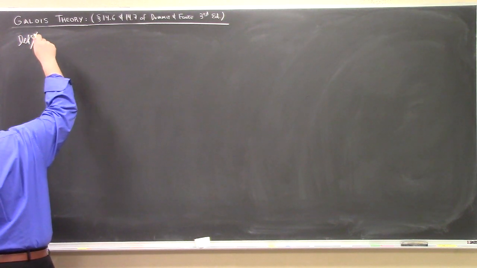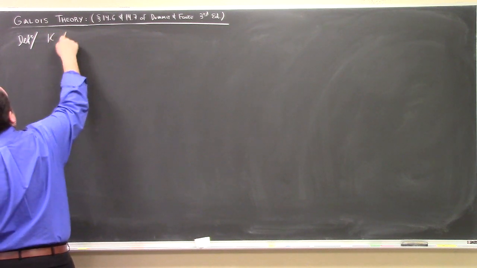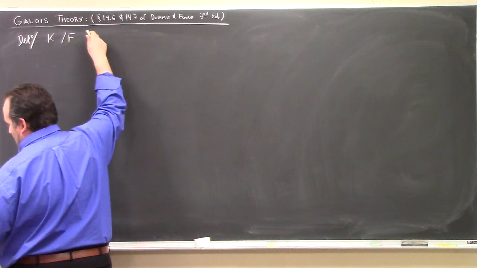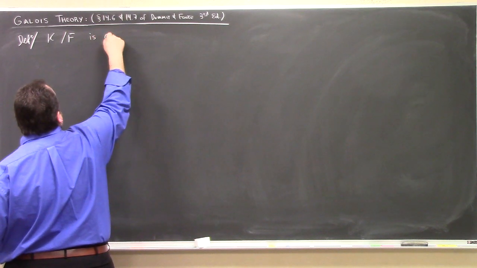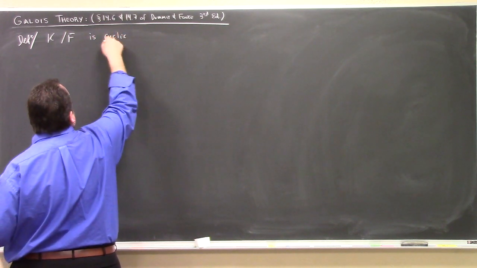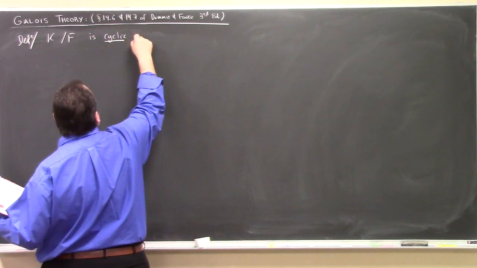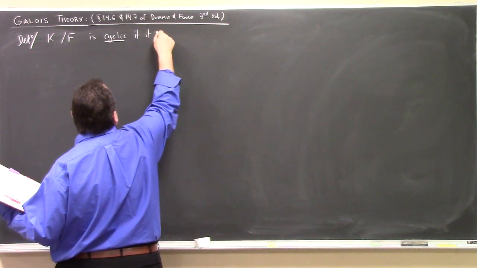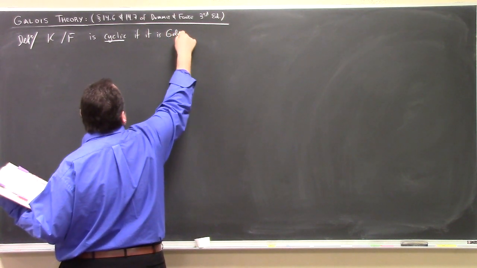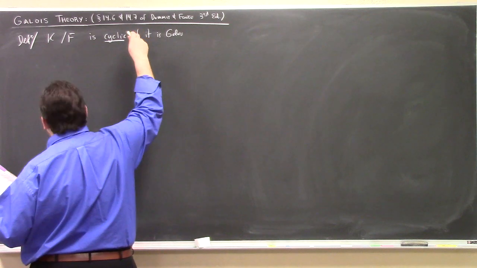Definition 14.7: K over F is cyclic if it is Galois with cyclic Galois group.